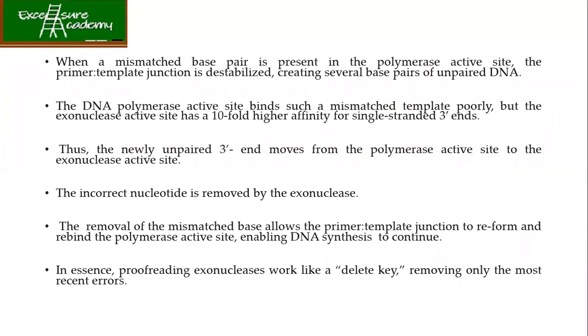So when a mismatch base pair is present in the polymerase active site, the primer template junction is destabilized. And because of this, what will happen? The other base pair will also get unpaired. Now, for this, the DNA polymerase will start losing its binding activity for the mismatch template. But it is going to increase the exonuclease active site affinity by around 10-fold. Thus, the newly unpaired 3' end moves from the polymerase active site to the exonuclease active site. ठीक है. The removal of the mismatch base pair allows the primer template junction to reform and it is going to enable the DNA synthesis to continue.